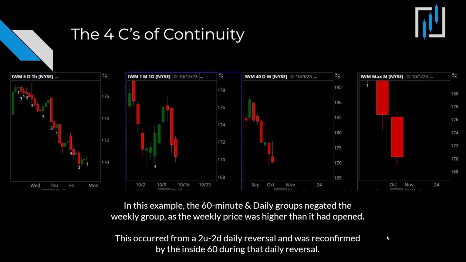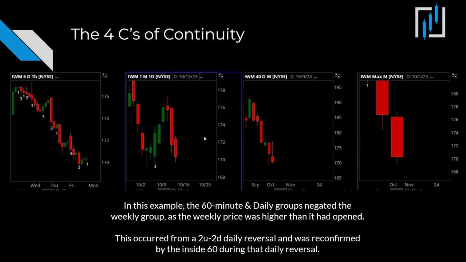So what you'll see here in this example is the 60-minute and daily groups negated the weekly group, as the weekly price was higher than it had opened. And this occurred from a 2 up, 2 down daily reversal, and then was reconfirmed during that daily reversal by an inside 60, which triggered as a measured move. So what you'll see is at this point, when this daily reversal occurred, the month was red. And we know that because the month opened right here. So we were below that.